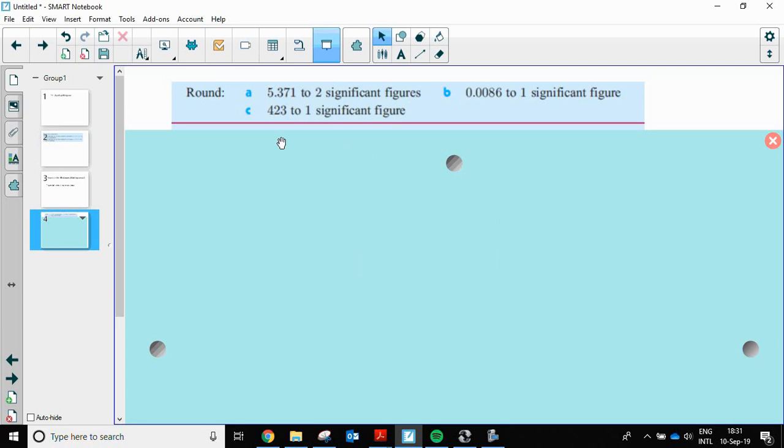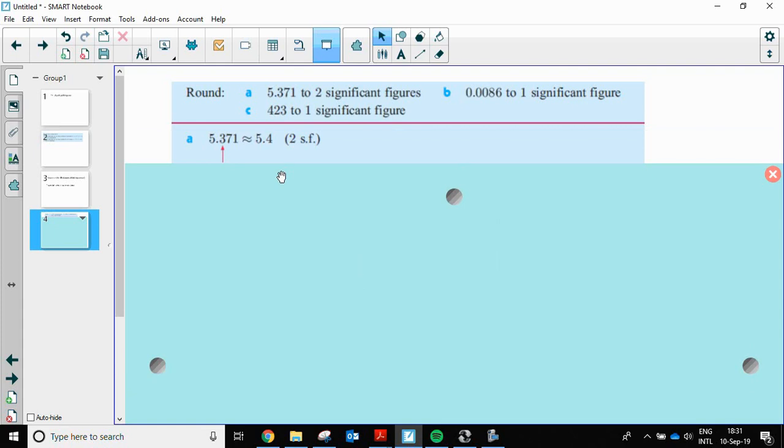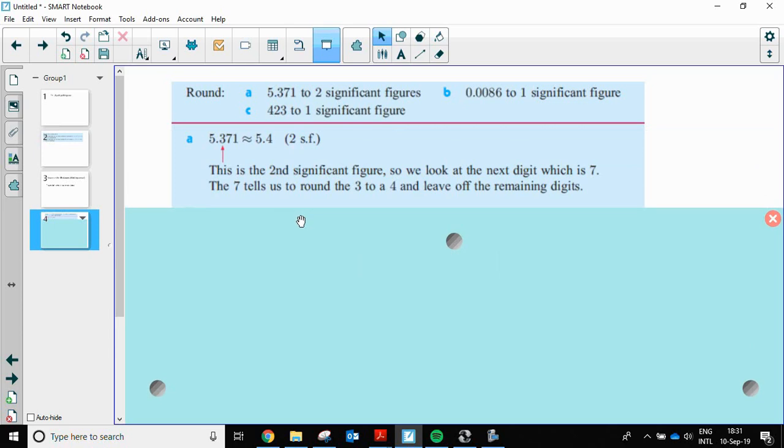But the digit after the 3 is a 7. So what happens when it's a 7? That means we're going to round up. So 5.371 is going to go to just 5.4, and that has been rounded here to 2 SF, significant figures. I also often will just say sig figs for short. So that's that one. Not a lot to it, yeah?